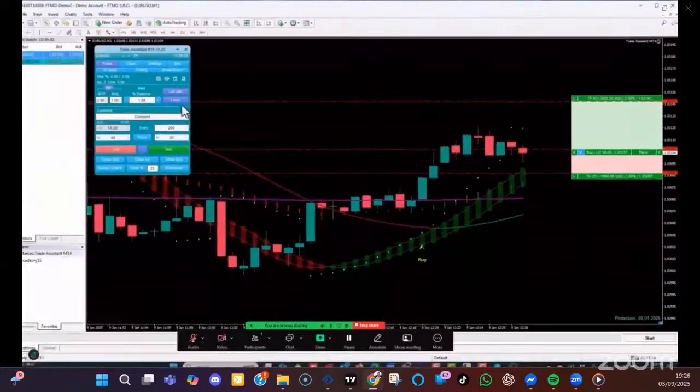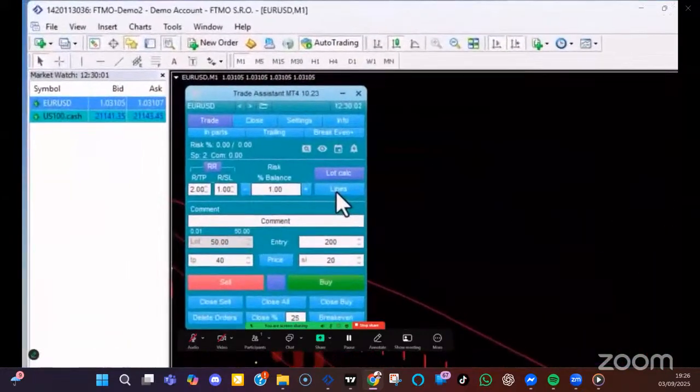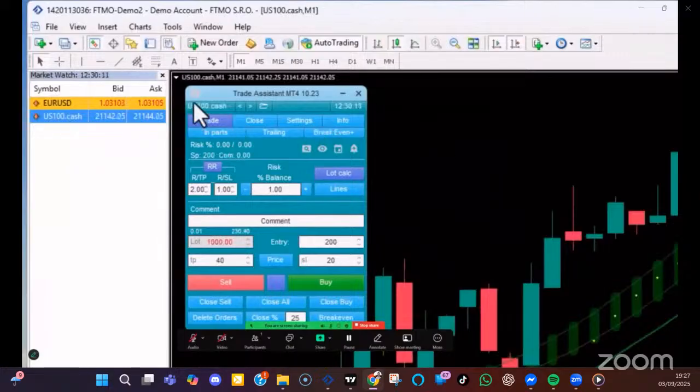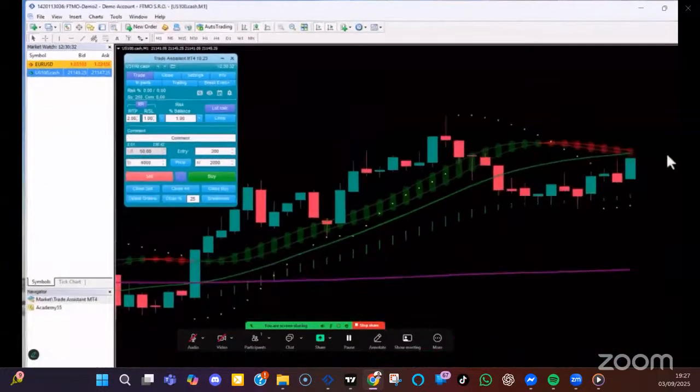But that's not what we're here for now. I'm going to click off the lines here, and what we're going to do is change our chart from Euro USD to US 100, and I can do that by dragging it onto the screen here. You'll see it now switch over to US 100, and now you can see that stop loss says 20, and that's wrong for a commodity. So what we want to do here is come in here and type 2000. This is the equivalent of 2 pips on a commodity such as US 100.